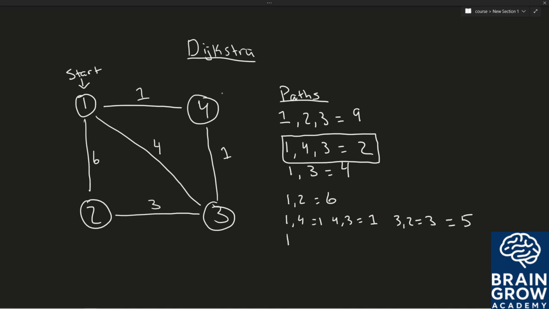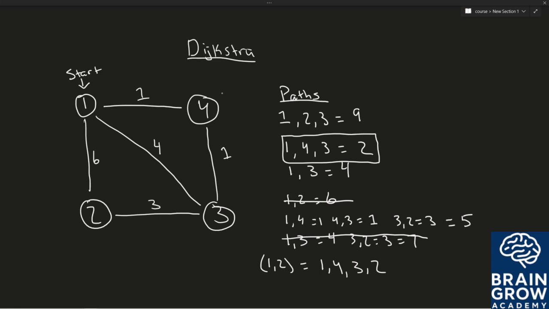Our other option would be 1 to 3, and that equals 4, and then 3 to 2, and that equals 3, which equals 7. So we know that 1, 2 is out, and now 1, 3, 2 is out. So our shortest path from 1 to 2 would be 1, 4, 3, 2.